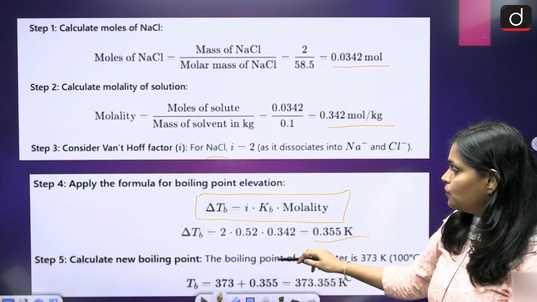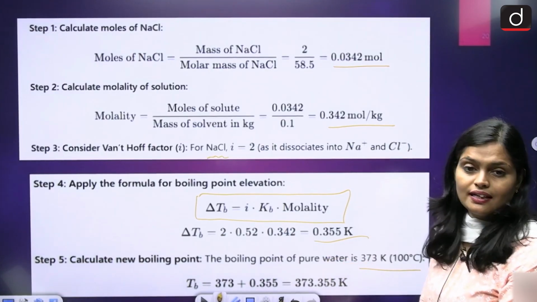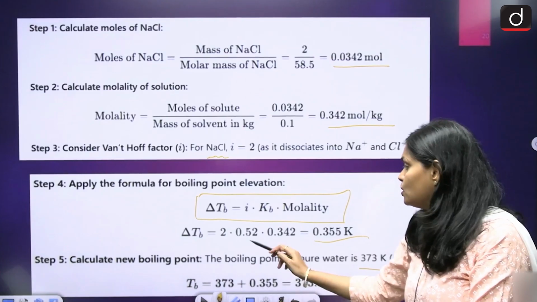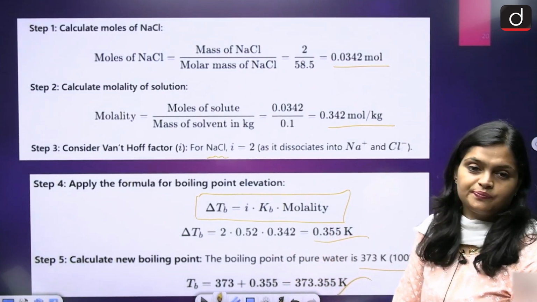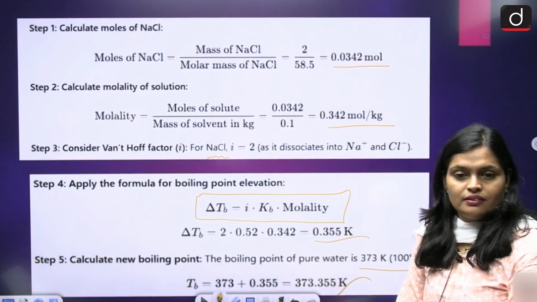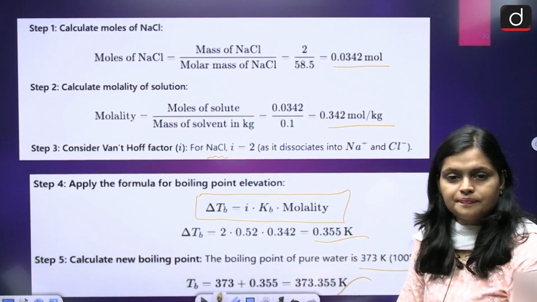So calculate the new boiling point. The boiling point of pure water is 373 K, 100 degree Celsius. So from here you can directly calculate the value. Clear?